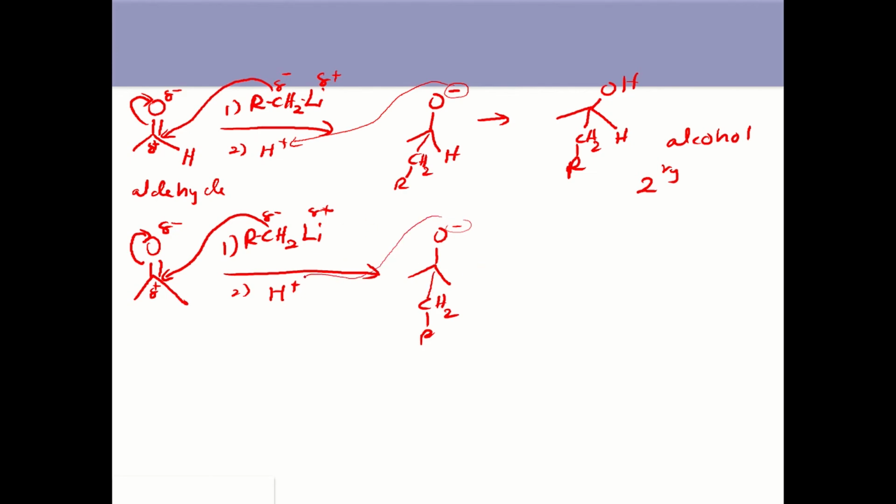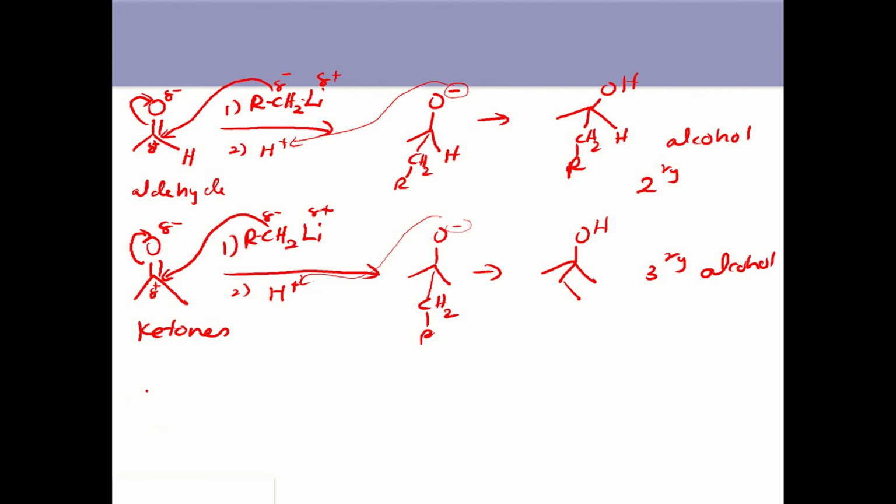This negative end is going to get attracted to that, resulting in... Now what kind of alcohol is this? This is a tertiary alcohol. So aldehydes lead to secondary alcohols and ketones lead to tertiary alcohols. You can do a similar kind of mechanism with Grignard reagent, which is the organomagnesium compound.